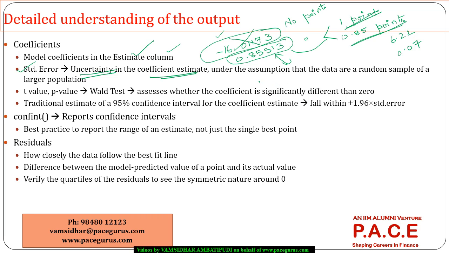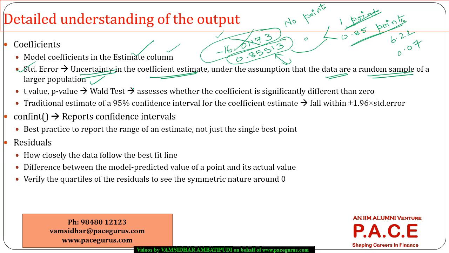So the typical concept is, I assume that the whole data is a random sample. Whatever data I have taken is a random sample of a larger population, and if the sample keeps changing, I would like to see what kind of coefficient comes out. That kind of variation in the coefficient is what we call the standard error of that particular coefficient.